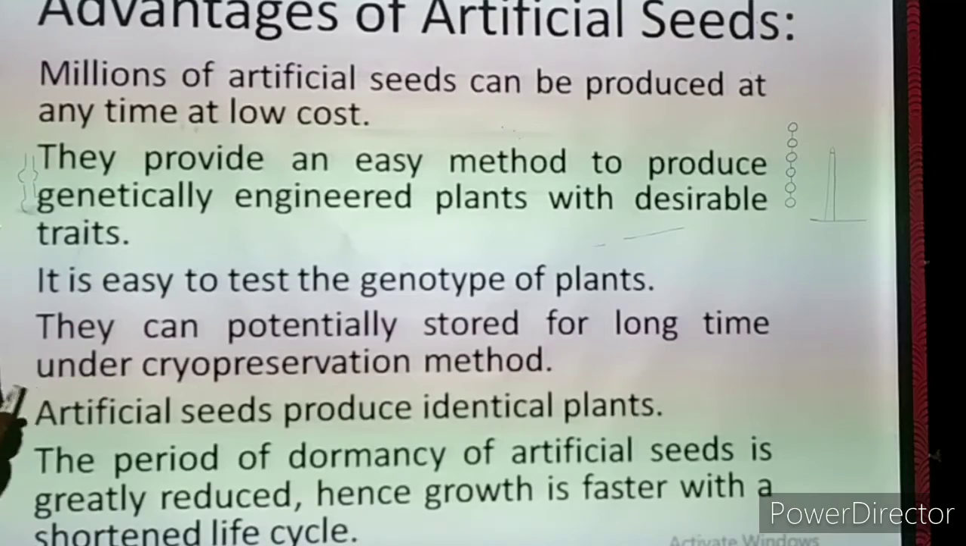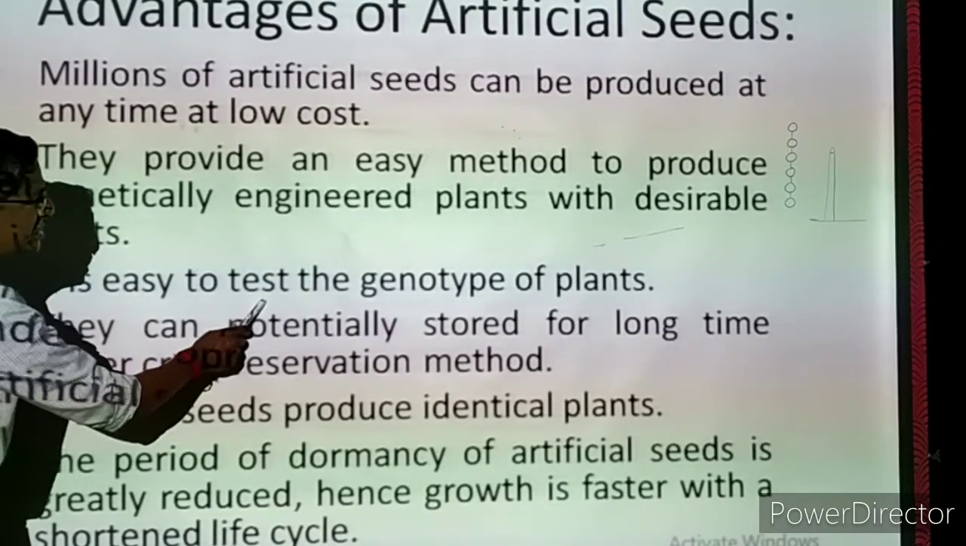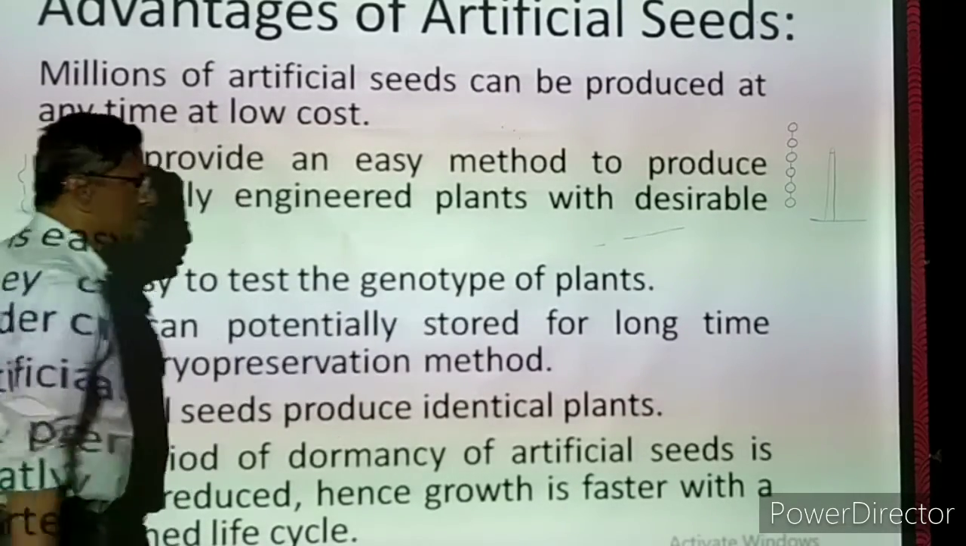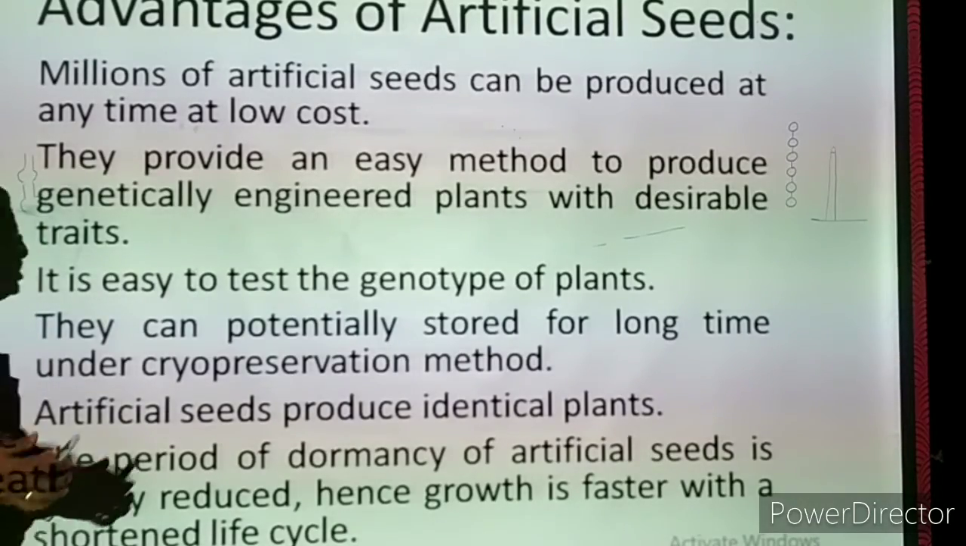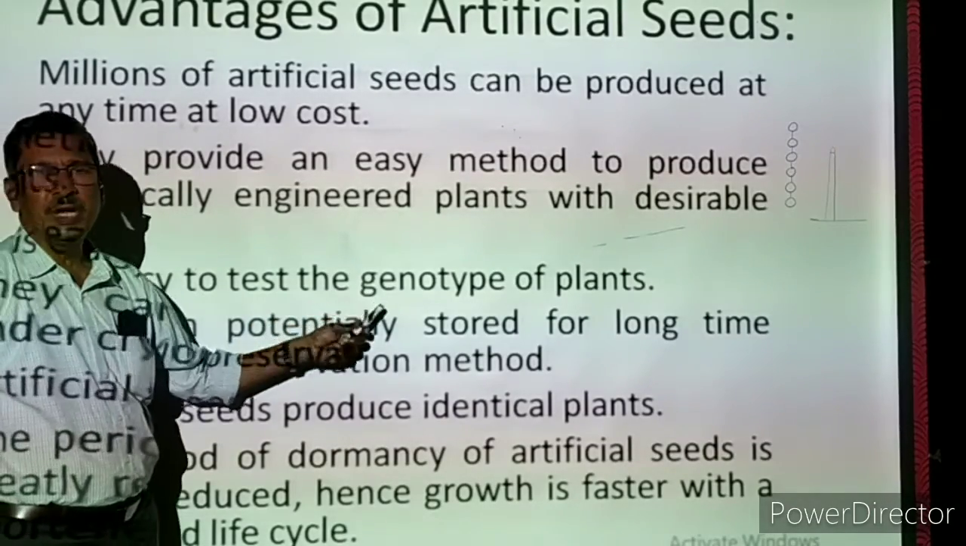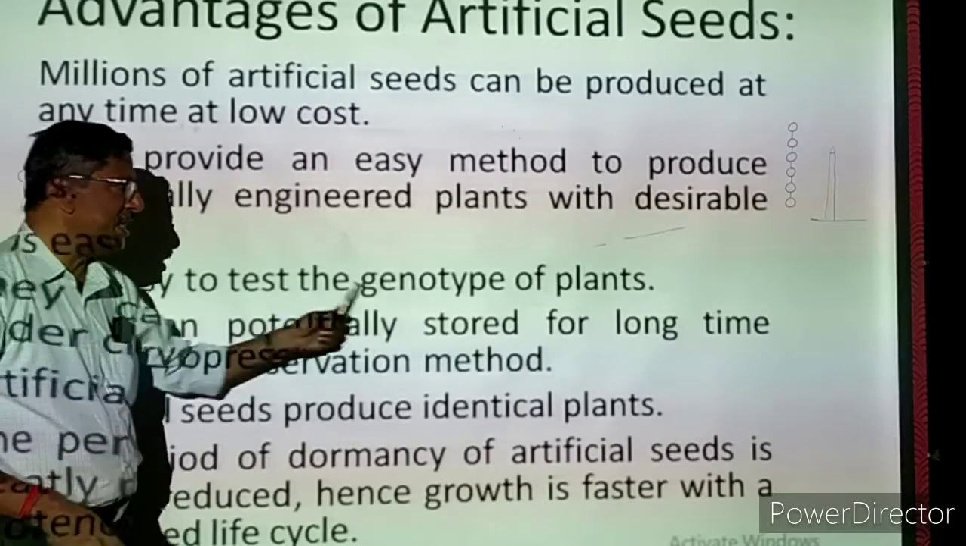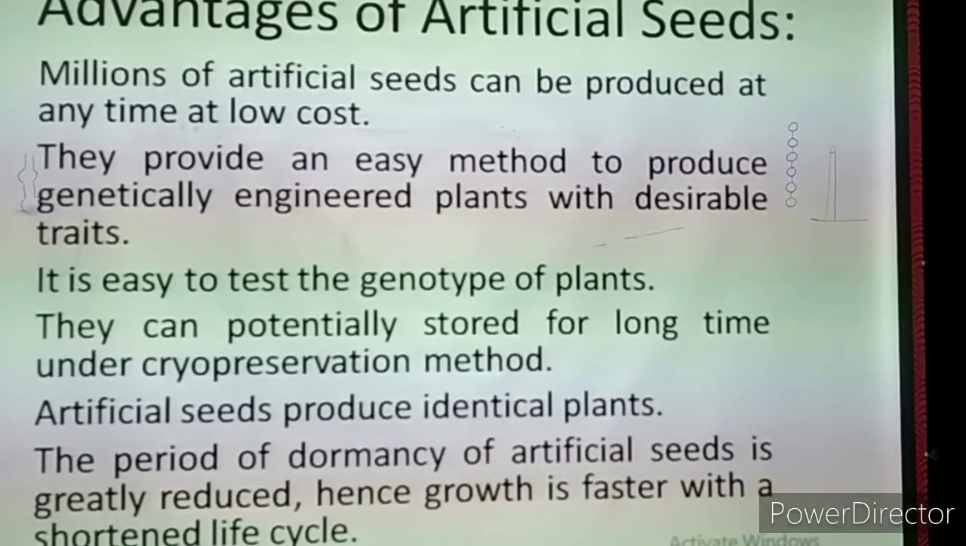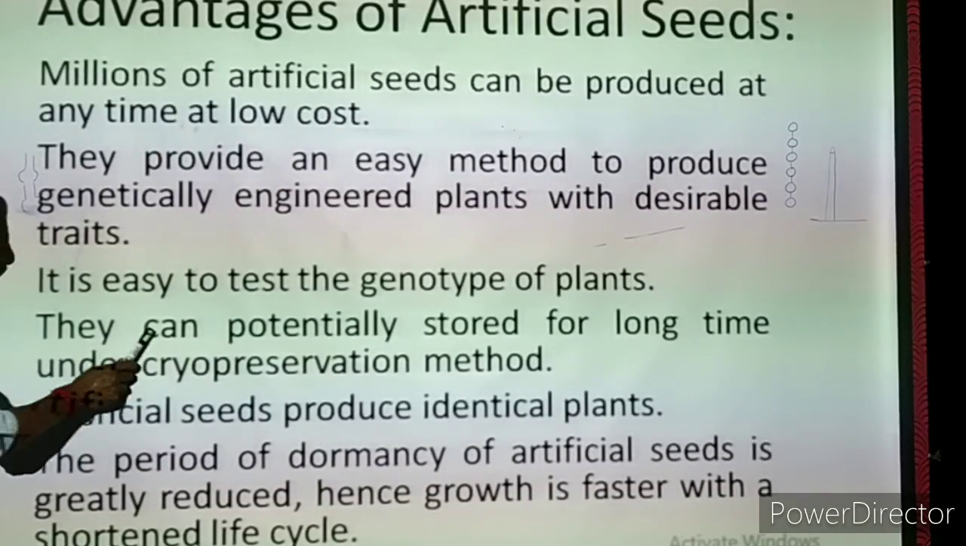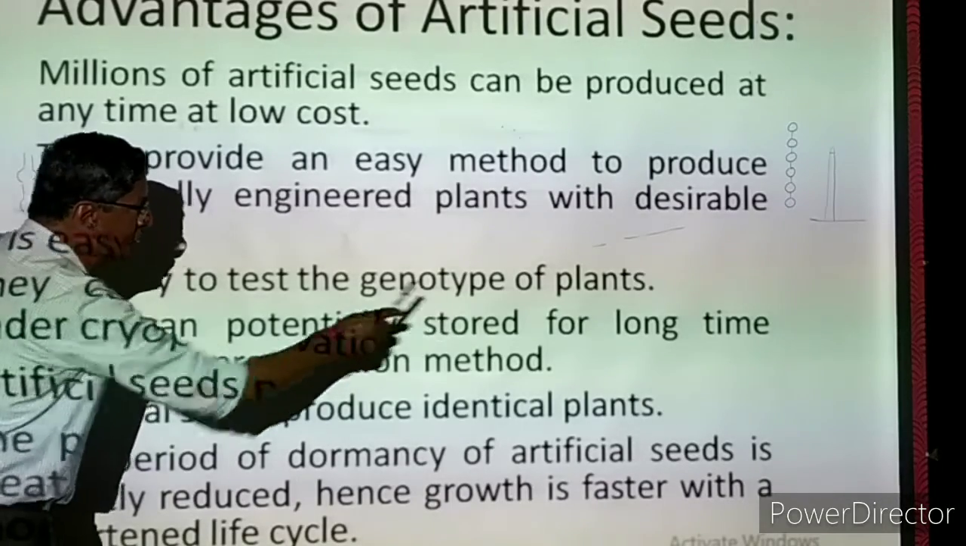Further, point 20 is given. It is easy to test the genotype of the plant. What is the meaning of genotype? Genetic composition. Now, what type of genes are present in the plant? We have to see. That is called the genotype of the plants. They can potentially be stored for a long time.